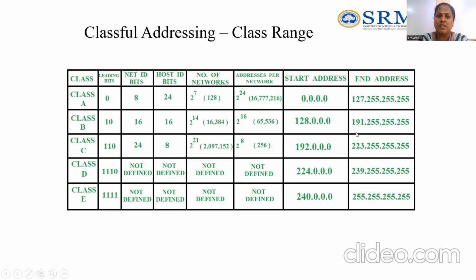So this table clearly explains the different types of classes and the leading bits in the binary notation, the net ID representation, host ID representation, number of networks, and the addresses per network, the starting address of each class and the ending address of each class.